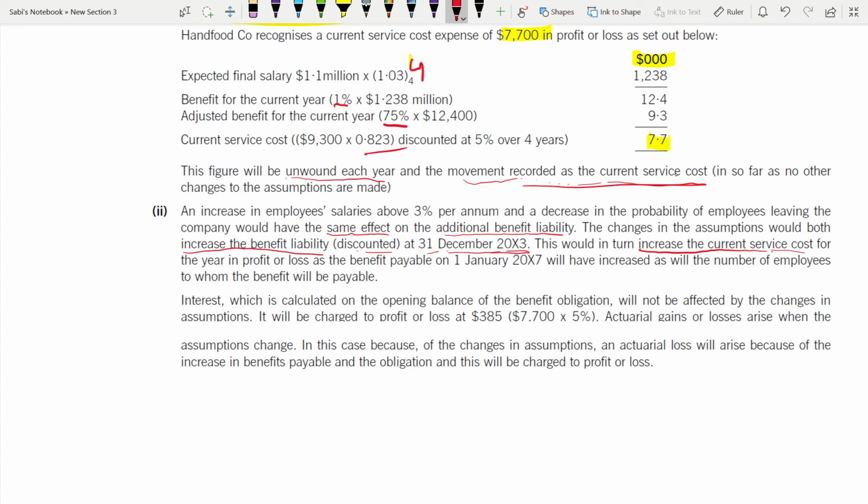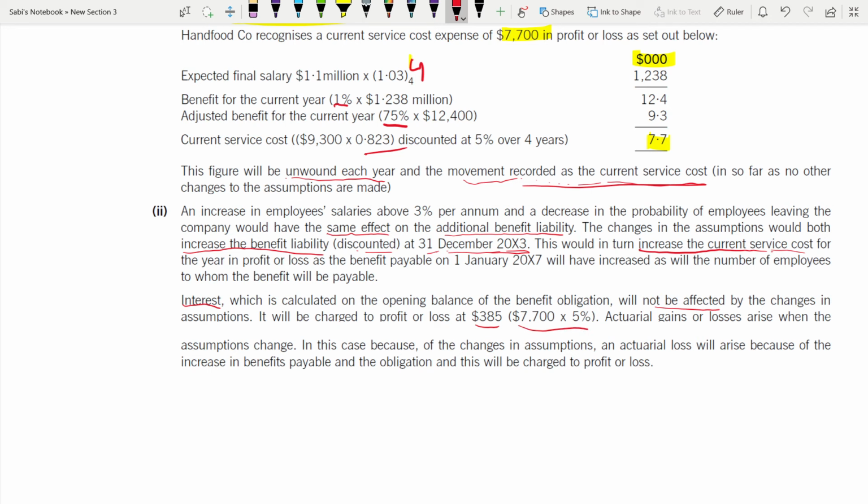So interest, which is calculated on the opening balance of the benefit obligation, will not be affected by the change in assumptions. Interest will not be affected by the changes in assumptions because interest will be on the opening balance only of the benefit obligation. So it will be charged to P&L at what? 5% of 7.7. Actual gains or losses arise when the assumption changes.